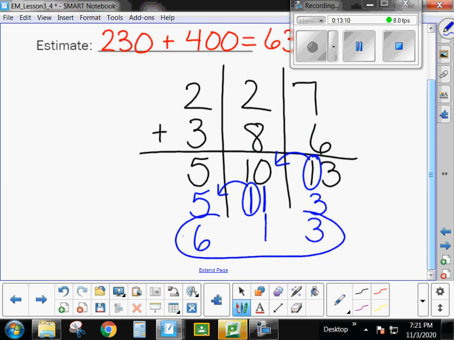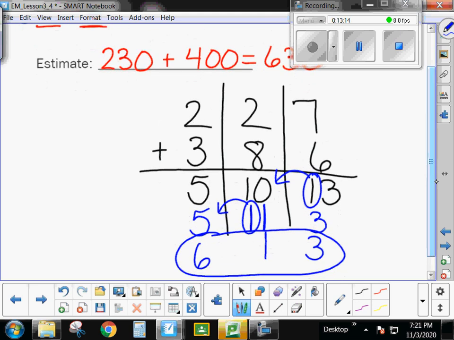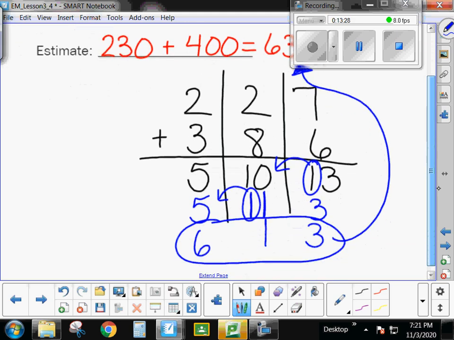My answer is 613. Now, a 613, pretty close to 630. It's pretty close, especially when you're talking about numbers in the 200s plus 300s. 613 is pretty close to 630.